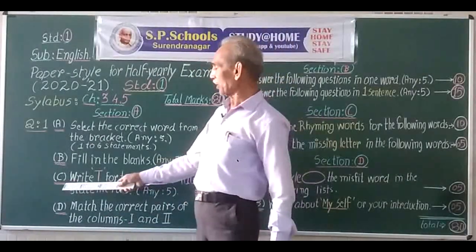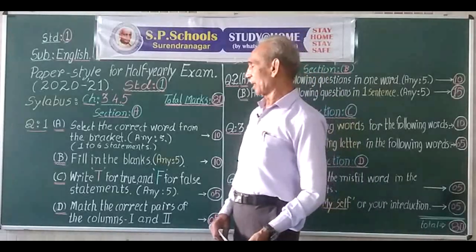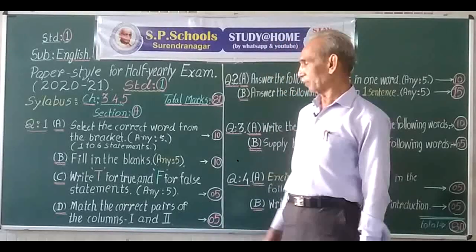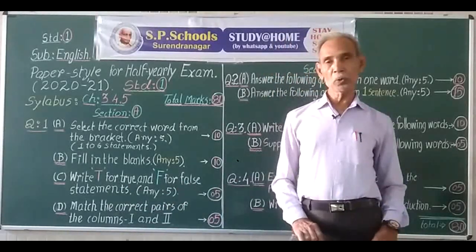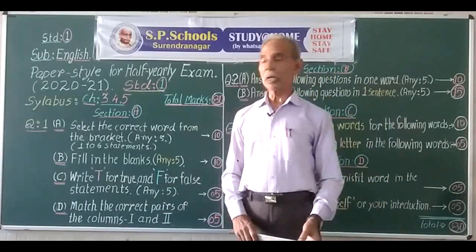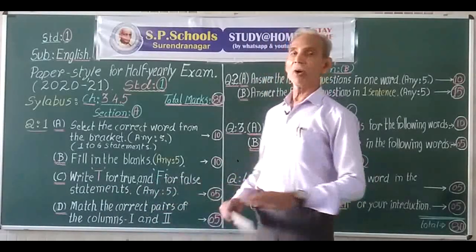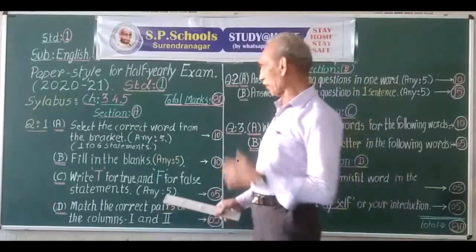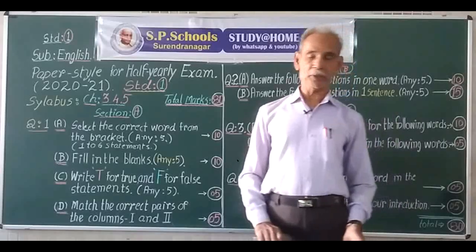Then question 1C. There will be 1 to 6 statements. Some statements may be true, some statements may be false. You have to write T for true and F for false statements. Any 5. This will give you 5 marks.